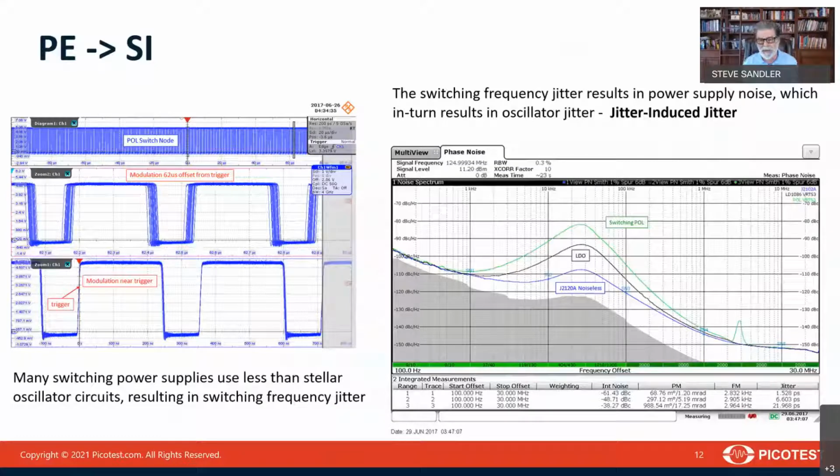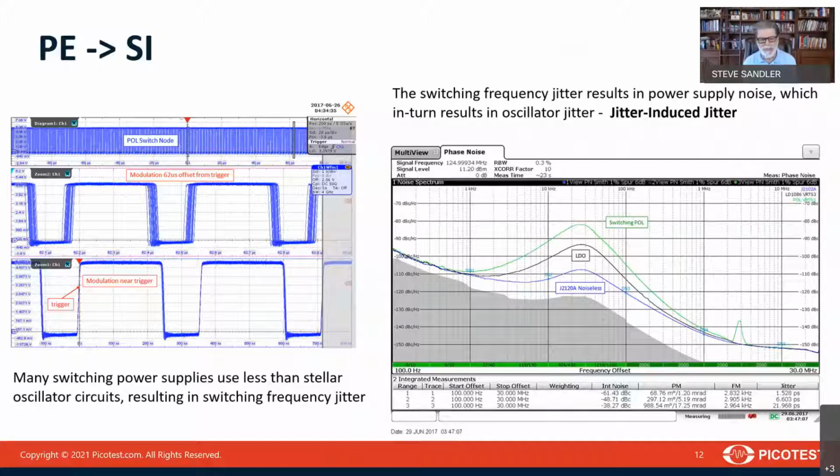But here are a few slides from that Designing Power for Sensitive Circuits presentation. One thing I wanted to show is what the switching regulator switch node looks like, and that's on the left-hand side.